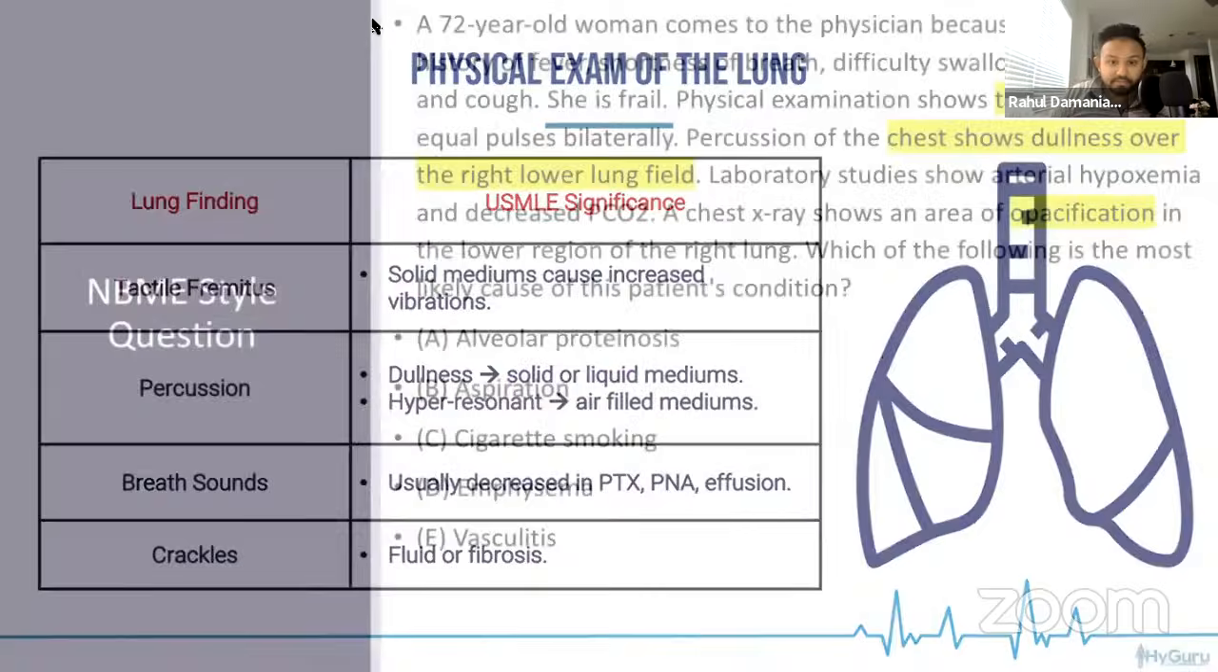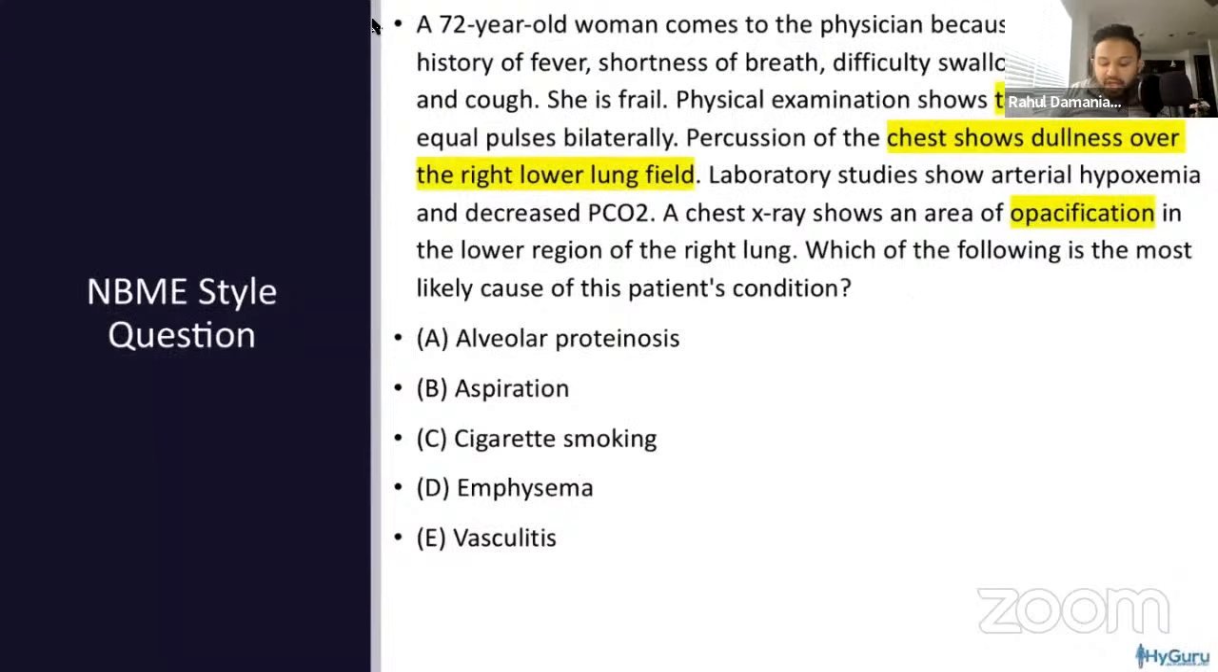It can cause you to have a VQ mismatch, or it can cause you to have a diffusion impairment. A 72-year-old woman comes to the physician because of a 3-day history of fever, shortness of breath, difficulty swallowing, chest pain, and cough. She is frail. Physical exam shows tachypnea and equal pulses bilaterally. Percussion of the chest shows dullness over the right lower lung field. Laboratory studies show arterial hypoxemia, decreased PCO2, which you can really correlate to the tachypnea that you see in the test question, and a chest X-ray showing an area of opacification in the lower region of the right lung.